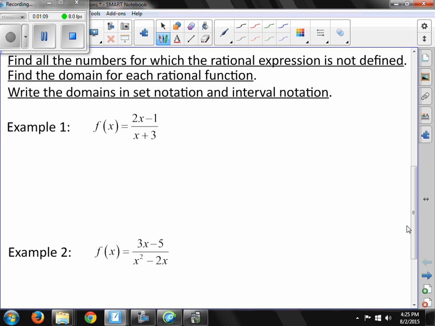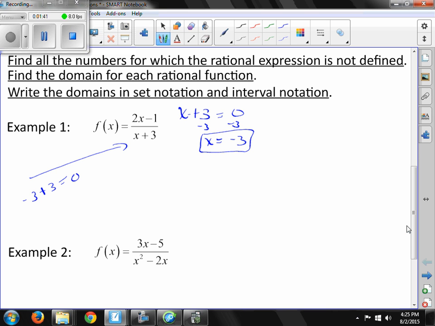Now, how do we find the numbers that make the rational expression undefined? Well, we set the denominator equal to 0. x plus 3 is equal to 0. If I subtract 3 from both sides, you see I'll have x is equal to negative 3. Now, if I go back and plug in negative 3 into the denominator, negative 3 plus 3 is 0. Negative 3 is the number that makes the denominator 0.